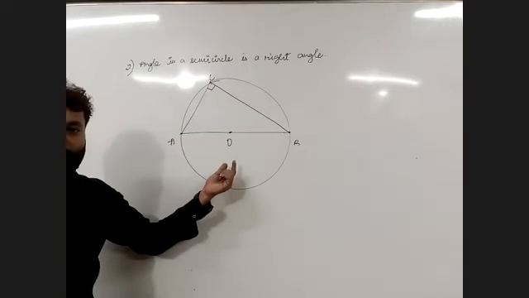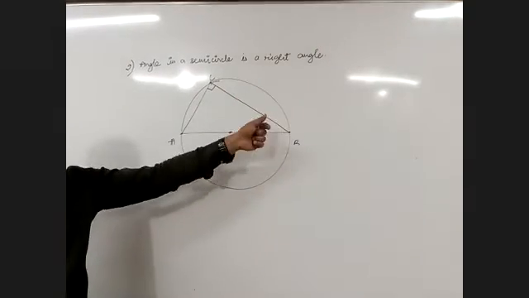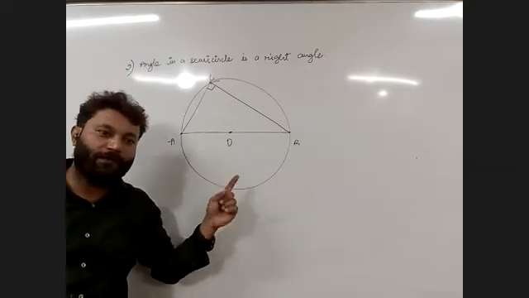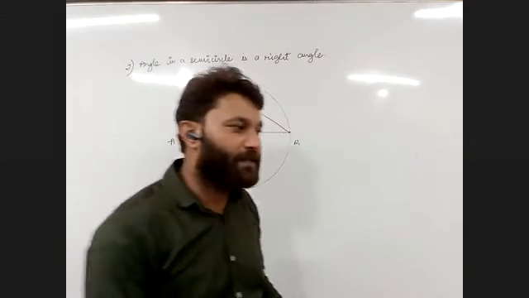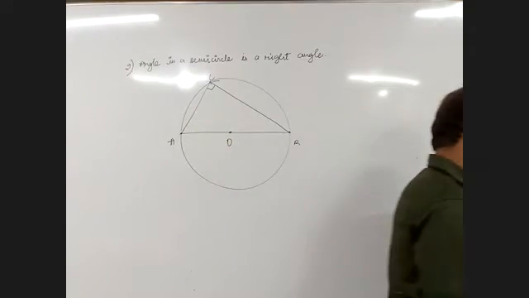Angle in a semicircle is a right angle. That means when will it be a semicircle? When it is a diameter. So whenever a diameter forms an angle anywhere on the circumference, that will always be 90 degrees. So angle in a semicircle is always a right angle, right? Note this down.